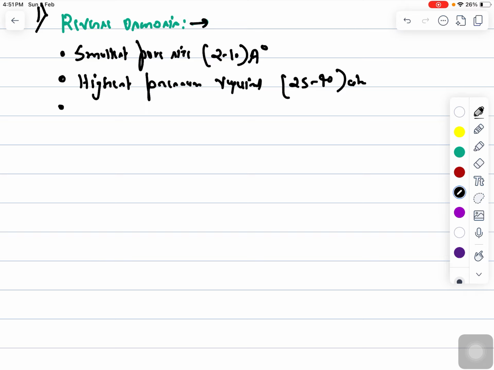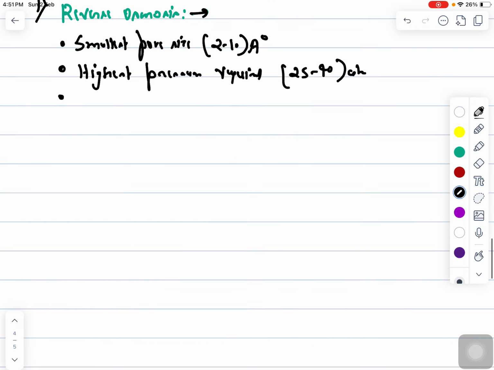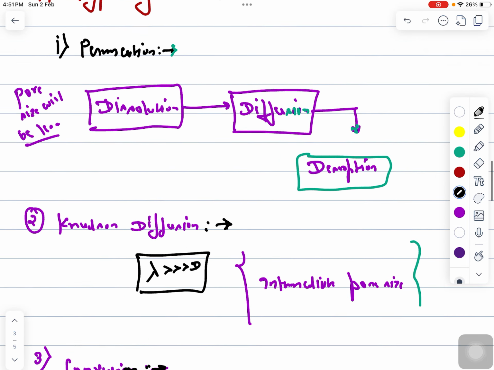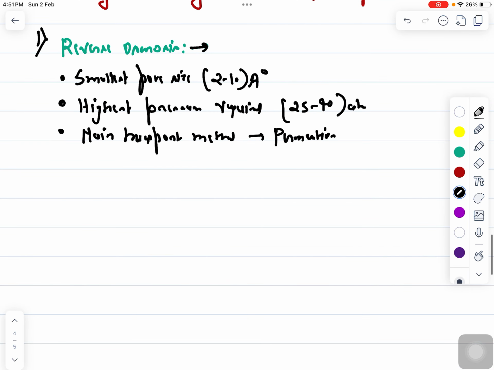But you have to keep in mind the main transport method that I have already discussed: permeation, right? And how permeation happens, that is first dissolution, diffusion, and desorption. That's it. And if you want to separate a component, obviously you are using a membrane, so the molecular weight of the solute to be filtered should be less than 100, right?